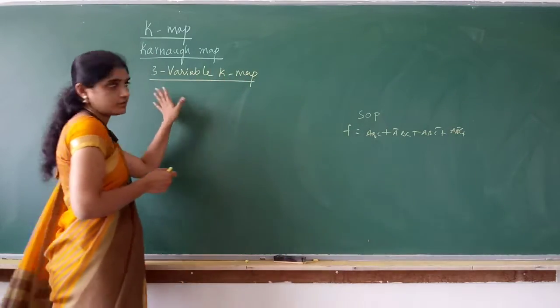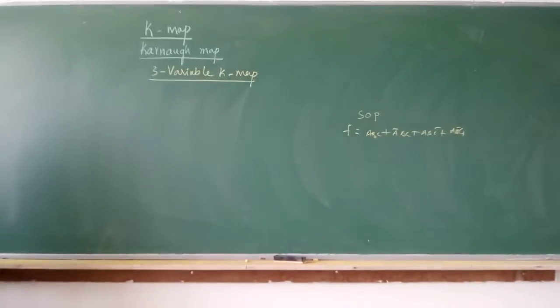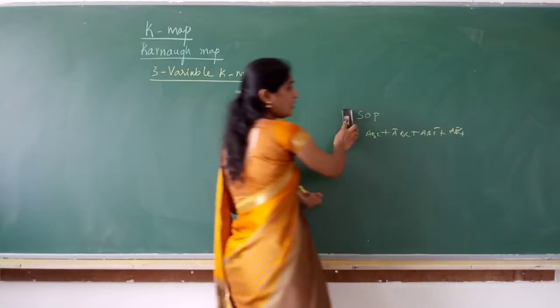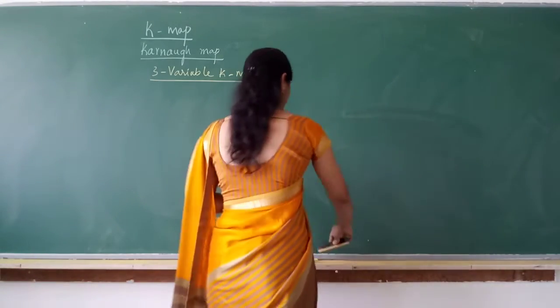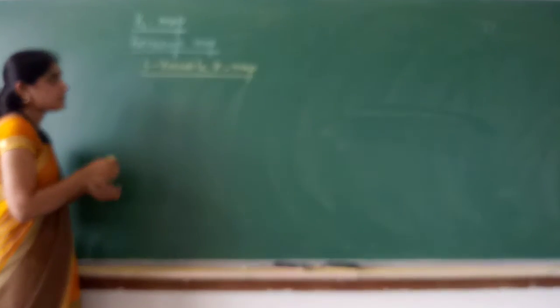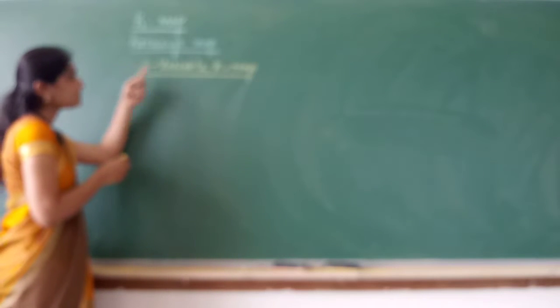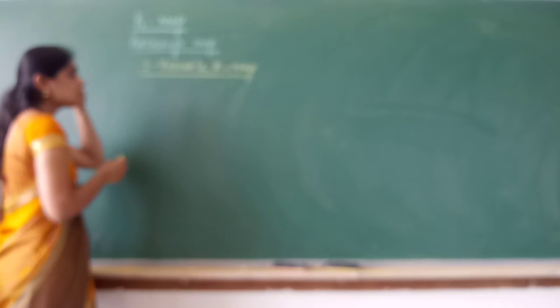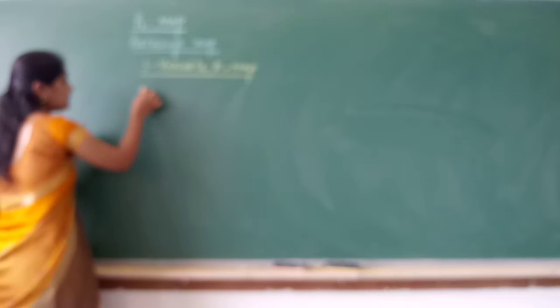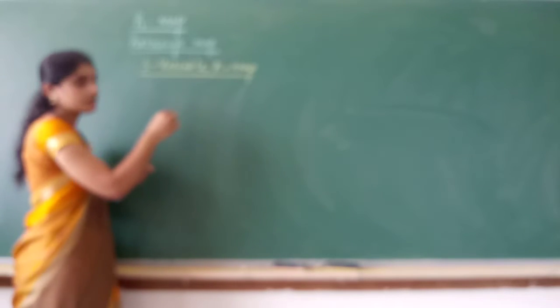So the easiest method we have is the K-map. Now, how to write a 3 variable K-map? Look here, 3 variable. 3 variable means what? Input variables. Here, variable refers to input variables. So let me take the first example. By taking a problem, I will be explaining how to simplify a 3 variable K-map.